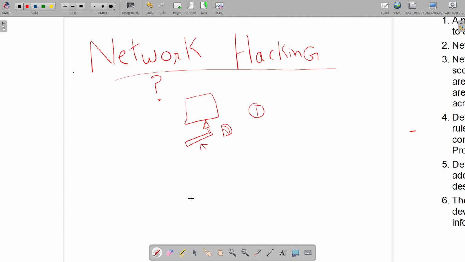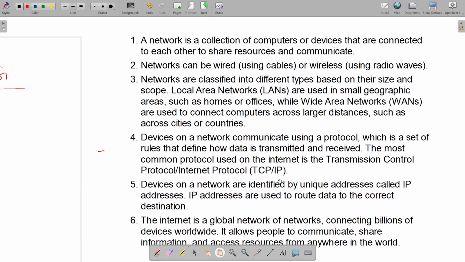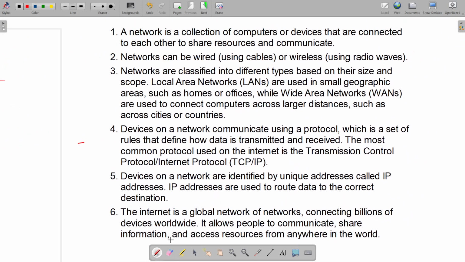Okay, let's understand this by the theoretical way. Okay, so this is the theory, and a network is a collection of computers or devices that are connected to each other to share resources and communicate. So what it says is that if many computers are connected to each other to share resources. Okay, so imagine this is computer 1 and this is computer 2 and this is computer 3, and they are sharing resources and they are communicating with each other. So in here we say they are in a network, right? Network with each other, so it's a network.